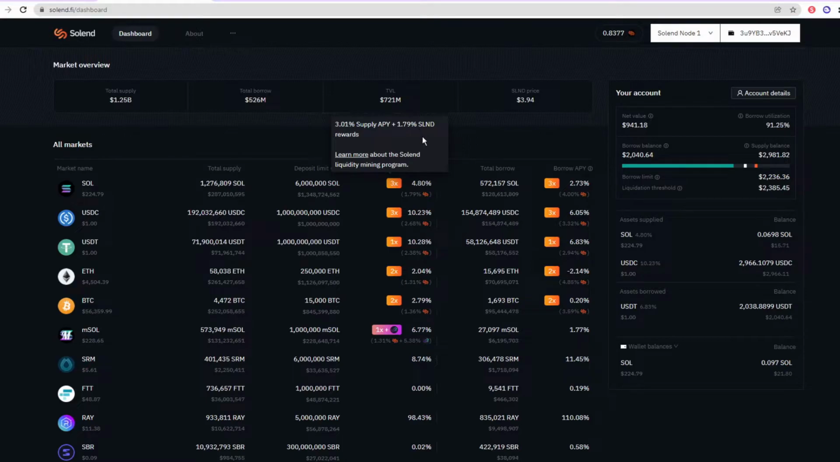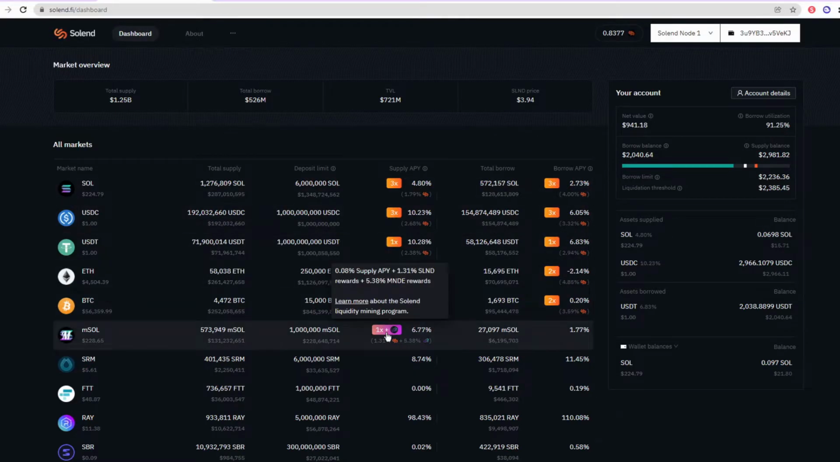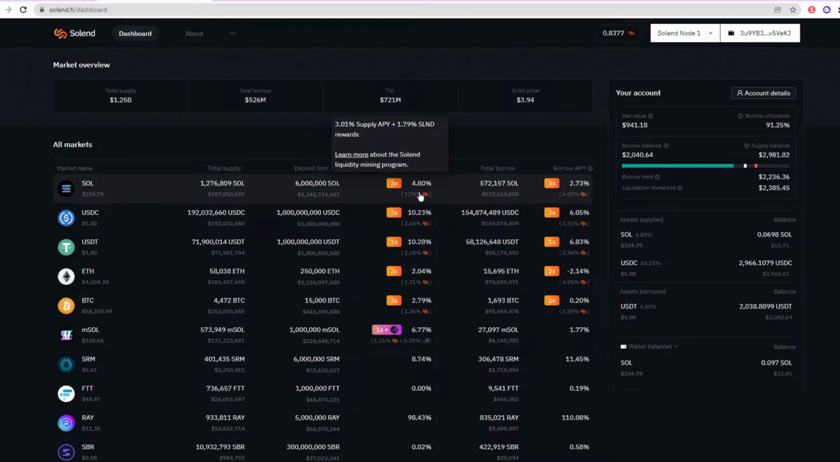Okay, so if you go to other supply protocols, when you lend or supply to them, usually they will give a higher rate in the native APY. Okay, so just take note of that. Okay, but not many of them have this borrow function that Solend has, so that's what makes it worthwhile to use the Solend protocol instead.